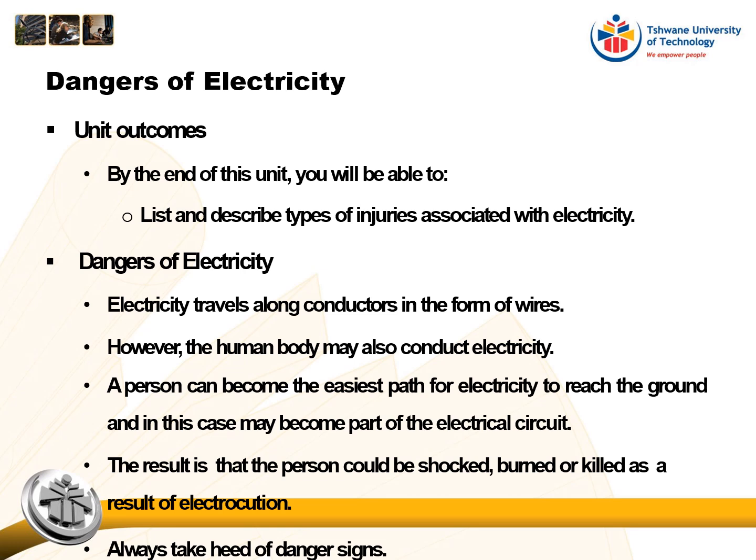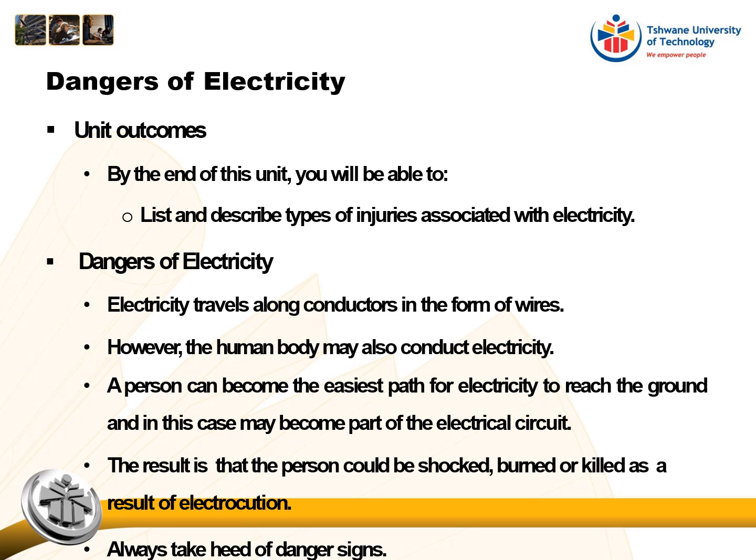However, the human body may also conduct electricity. A person can become the easiest path for electricity to reach the ground, and in this case may become part of the electrical circuit. The result is the person could be shocked, burned, or killed as a result of electrocution.